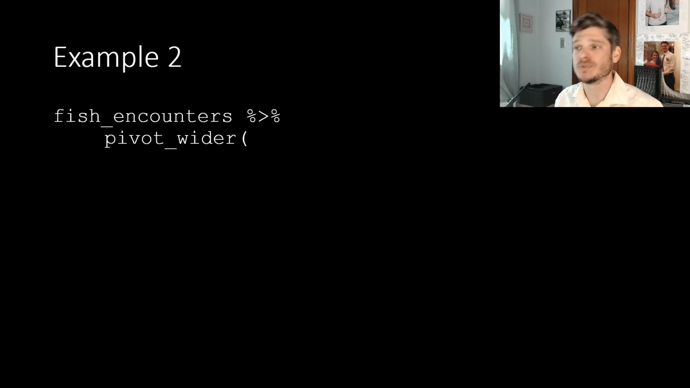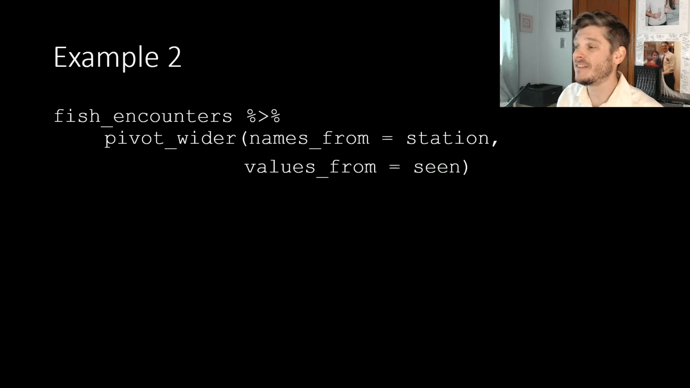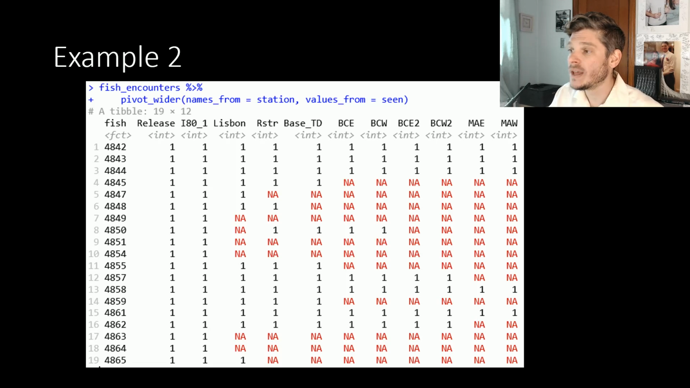So here's my code. So I'm going to take Fish Encounters, pipe it into the Pivot Wider, and again, make sure you're doing this yourself. Names from, so my first argument now, well, I guess technically the second argument after the data, but the first argument in the function now is names from, and it's going to be station. So take all the names from the station, and the values come from whether or not it's been seen at that particular station. And when I run my code, this is what I end up getting.